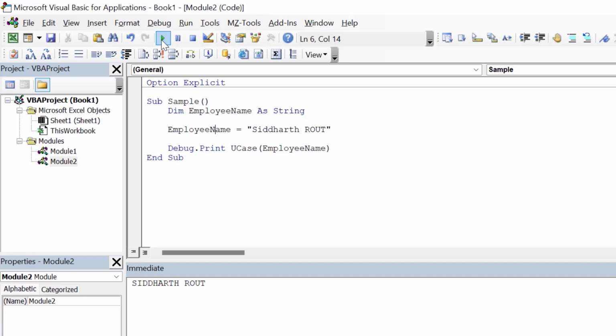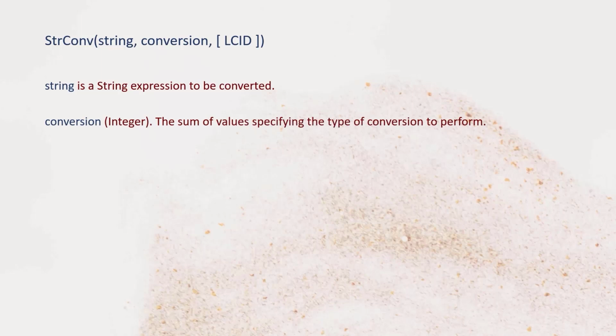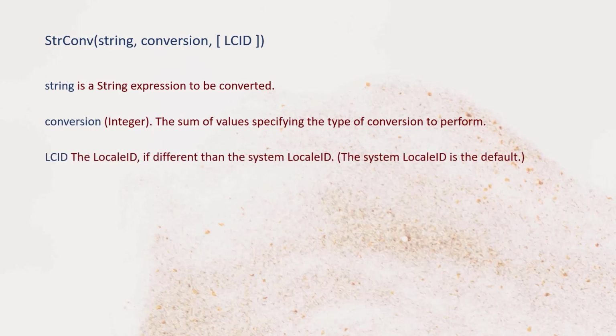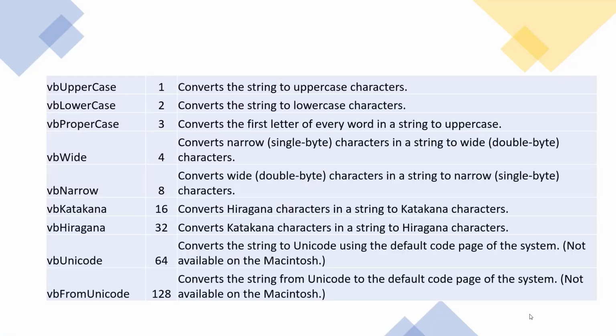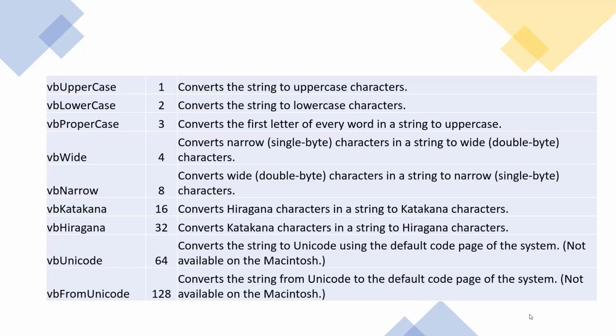The syntax of StrConv is StrConv, string, conversion, LCID. The StrConv function syntax has these named arguments. String is a string expression to be converted. Conversion is an integer value, the sum of values specifying the type of conversion to perform. LCID, which is optional, is the local ID. The conversion argument settings are as shown in this table. Only the first three are widely used. So for the purpose of this video, we will cover only these three.